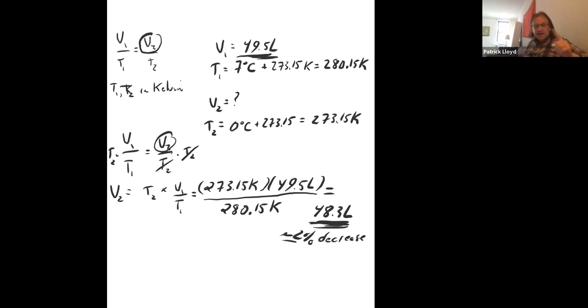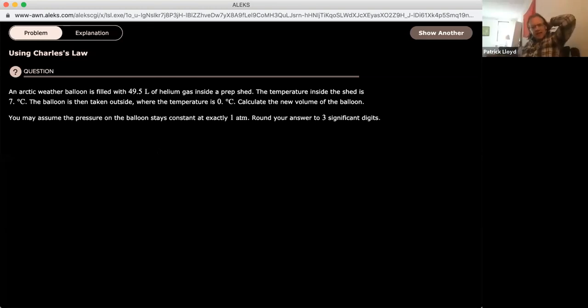Okay. That is an assumption here, and the assumption is that you have constant pressure. So in the problem, they actually do say that there's a constant pressure. So let's come back to it. If you look at it, it says, you may assume the pressure on the balloon stays constant at exactly 1 atm. We're going to get to that when we talk about the ideal gas law. It turns out that if you don't have a constant pressure when you do this, we're going to have to know what the pressure is and make some adjustments for that. It has to be adjusted.